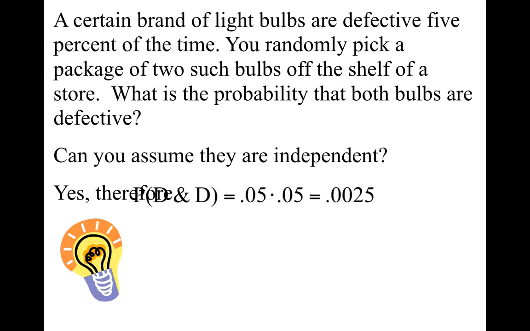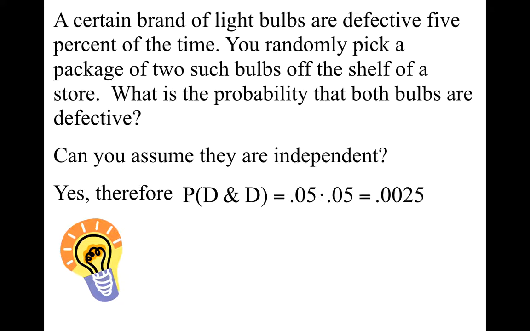Based on that, we can do the probability of defective and defective. Multiply them, since they are independent of each other. 0.05 times 0.05 is 0.0025. That's pretty good. You're buying light bulbs, you don't want to have a defective one. That's a pretty low percentage of getting one that's bad.